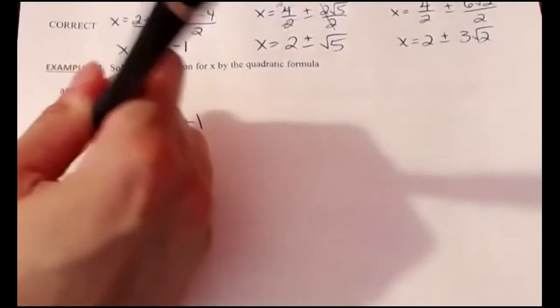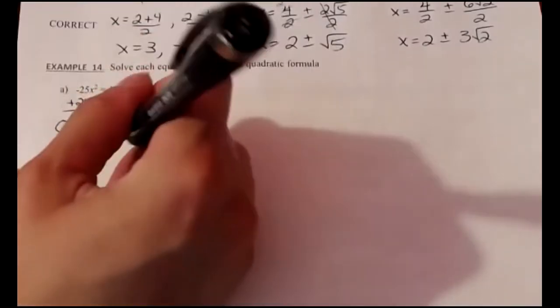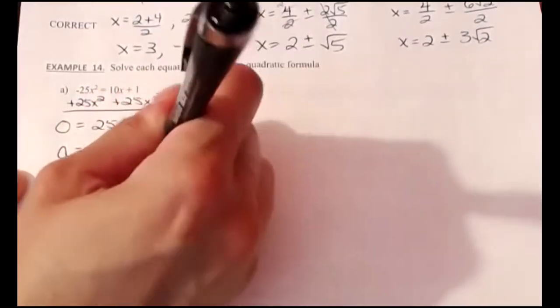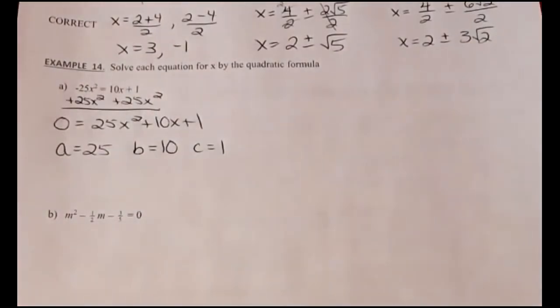So we notice here that A is 25. Don't include the variable, but you already know this, so I'm not worried. B is equal to 10, and then C is equal to 1. All we have to do now is just plug this into the quadratic formula. Can I please urge you to write down x equals and then the quadratic formula? It is not enough just to write the quadratic formula. You must have x equals this value.